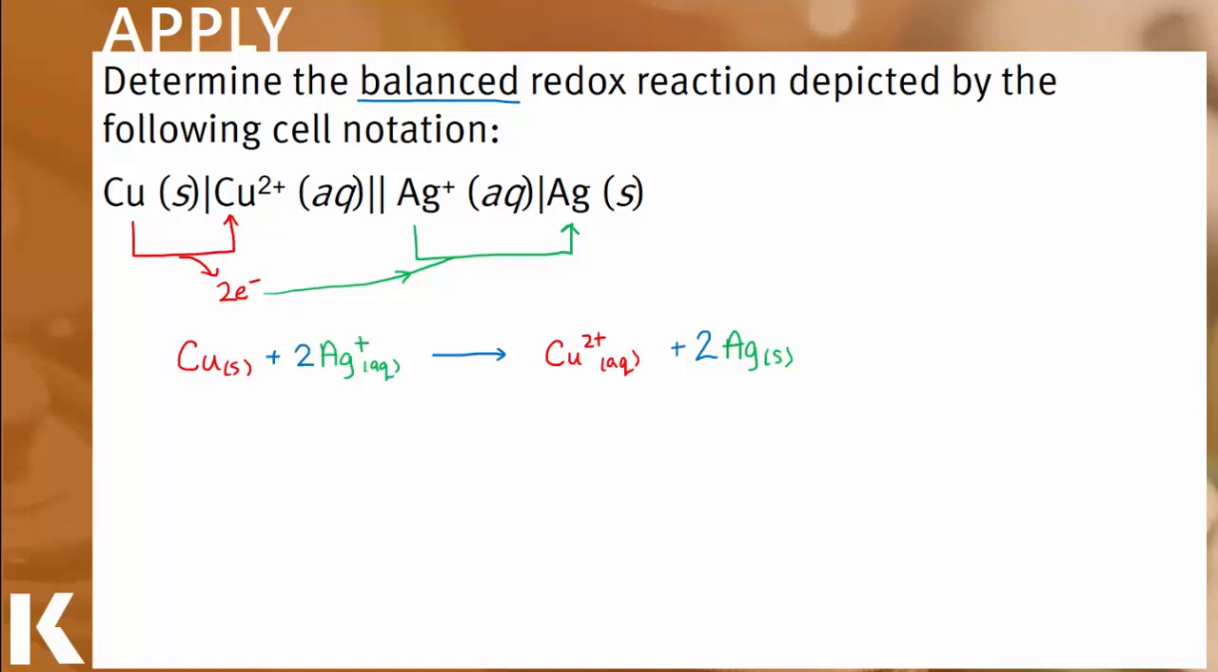Cell notation is a common way to depict electrochemical cells, and the most important thing to remember is to follow the flow of electrons. Make sure you follow this video up with some practice.